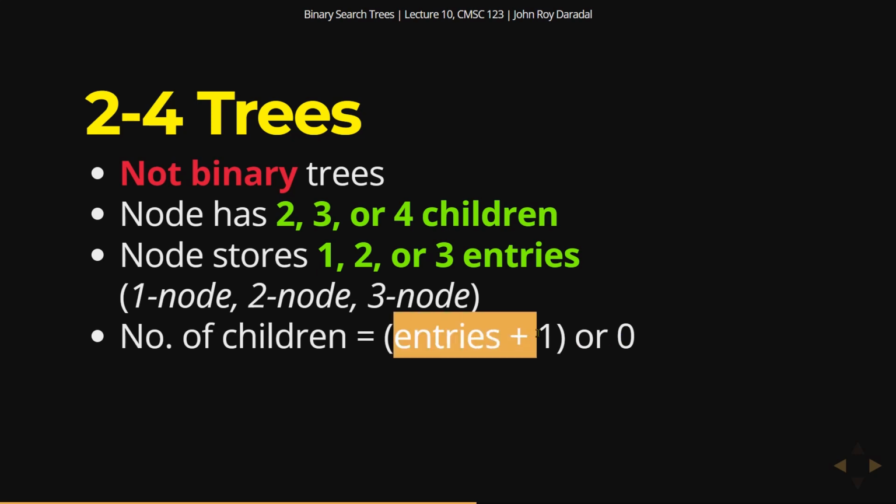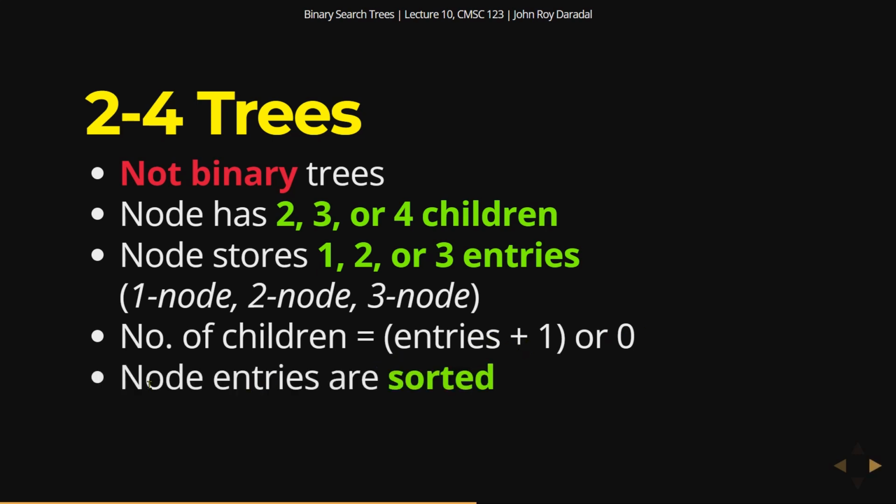If the children are incomplete, you don't have any children at all. So it's all or nothing. You either have the full set of children or you don't have any children, because as we said, 2-4 trees are perfectly balanced, so there should be no holes along any levels. Yeah, those are the properties of 2-4 trees. Lastly, the node entries should be sorted. So you have 1, 2, or 3 entries, right? The entries should be sorted in ascending order.